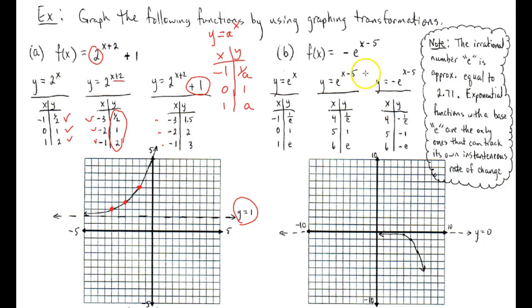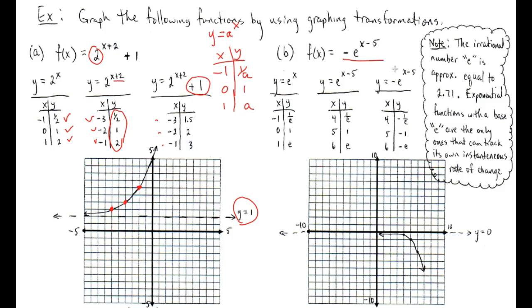Our next example is sort of the same thing, but now we have negative e raised to the x minus 5, where e is an irrational number that's approximately equal to 2.71. It occurs a lot in nature, especially with things that grow at a constant percentage rate, like a population. That number is also special because the exponential function e raised to the x is the only type of exponential function that is able to track its own rate of change.